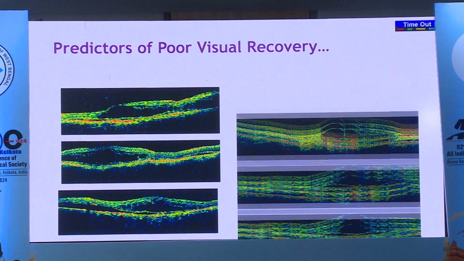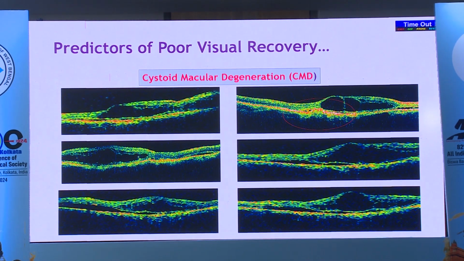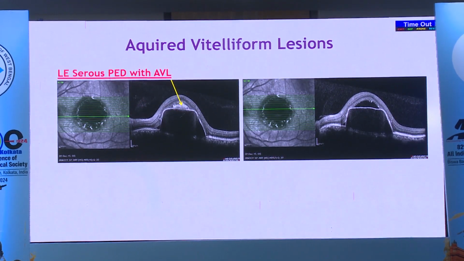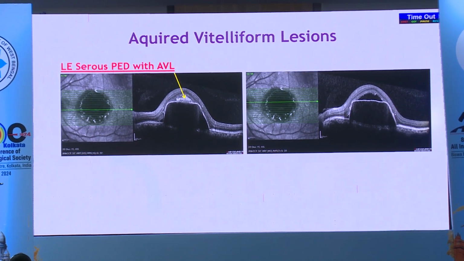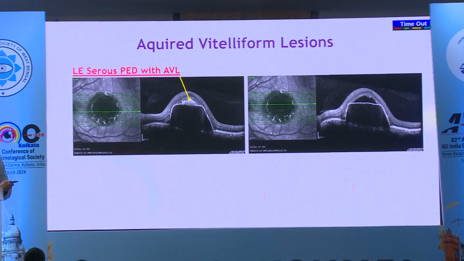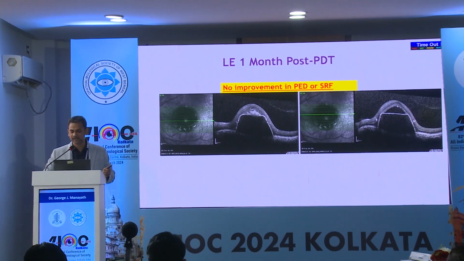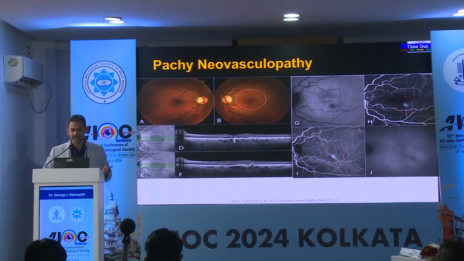And when we see such cases with cystoid macular degeneration, this is a late phase of the disease, and you have a poor visual recovery in such cases. Another biomarker is acquired vitelliform lesions or AVL in the chronic CSC setting. This is a poor biomarker, and even with treatment with PDT, you see that this fluid and PED is persisting here. This is another biomarker which suggests a poor prognostic indicator.